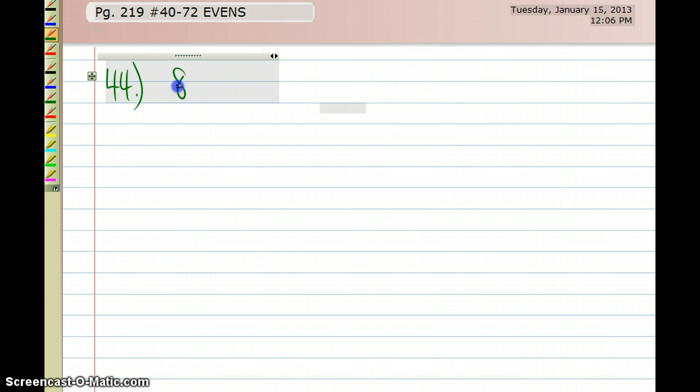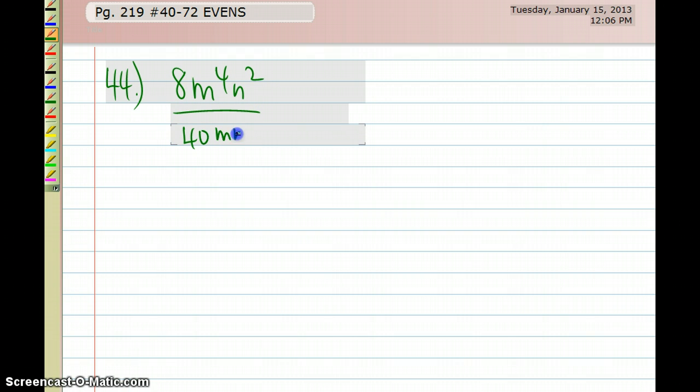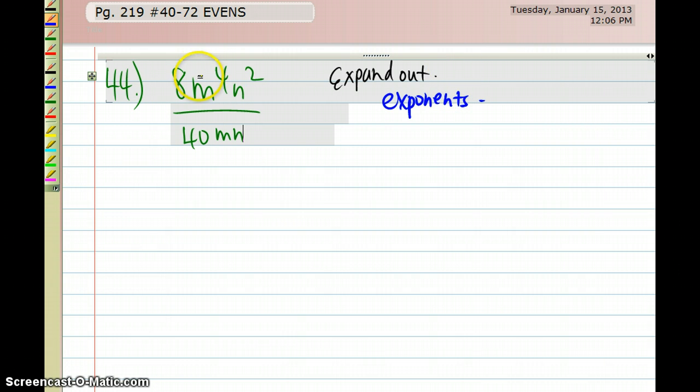I'm going to start with 44. Here we're simplifying our fraction. What you should do is always expand out. It's important to note that what you already know about exponents, you need to apply it to this question. Look at it in pieces.